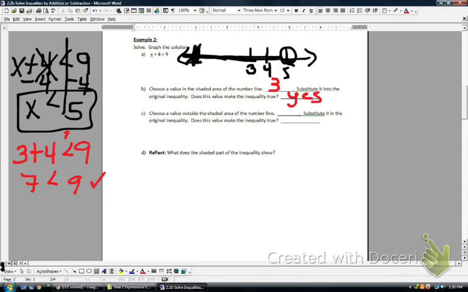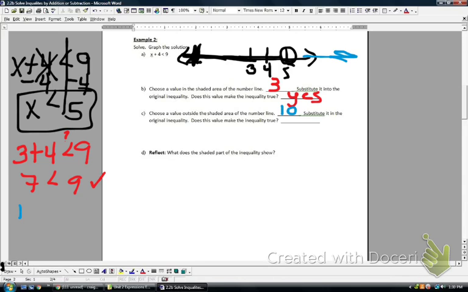Yes. All right, and then the next part says choose a value outside of the shaded area of the number line. So that's going to be anything this way. So I'm going to choose 10. And you can choose anything that is not in the shaded area. Substitute it into the original inequality.